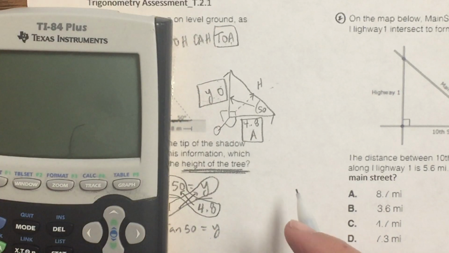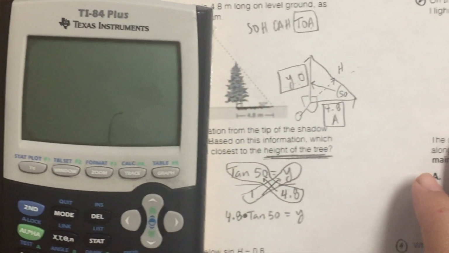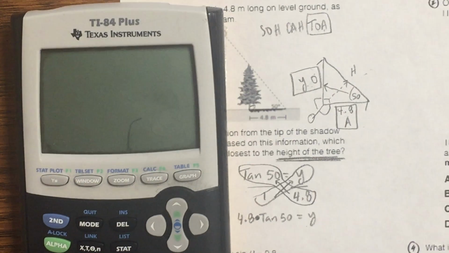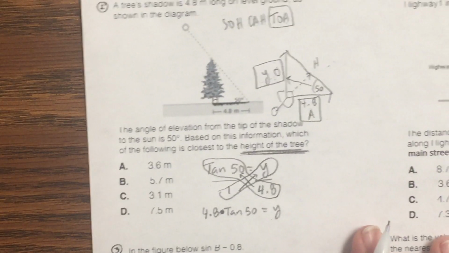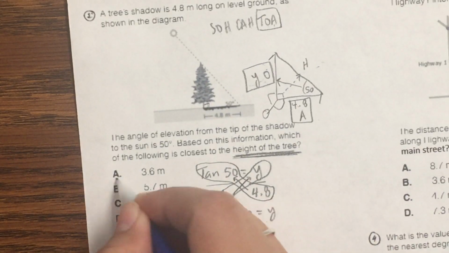So let's put that in the calculator. So we're going to go 4.8 times tan 50. 5.72. So look for the answer that's closest. 5.7.